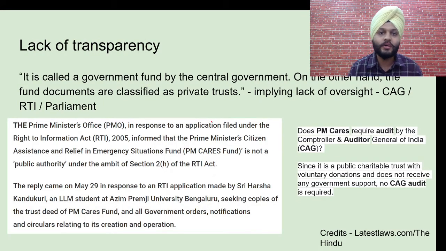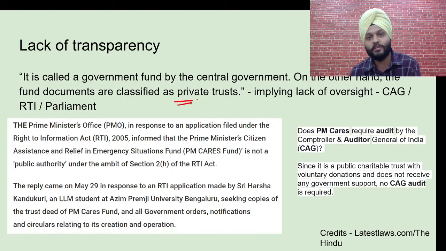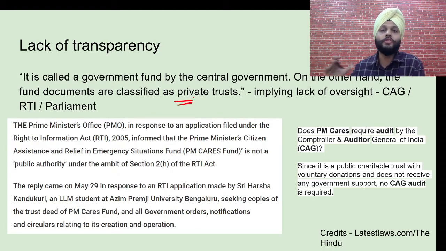Now coming to the concerns associated with the PM Cares Fund. First one is lack of transparency. An interesting observation about the PM Cares Fund is that it is called a government fund by the central government, but on the other hand, the fund documents are classified as private trust. This implies there is lack of oversight of the CAG, RTI and the Parliament. So let us see some instances over here.